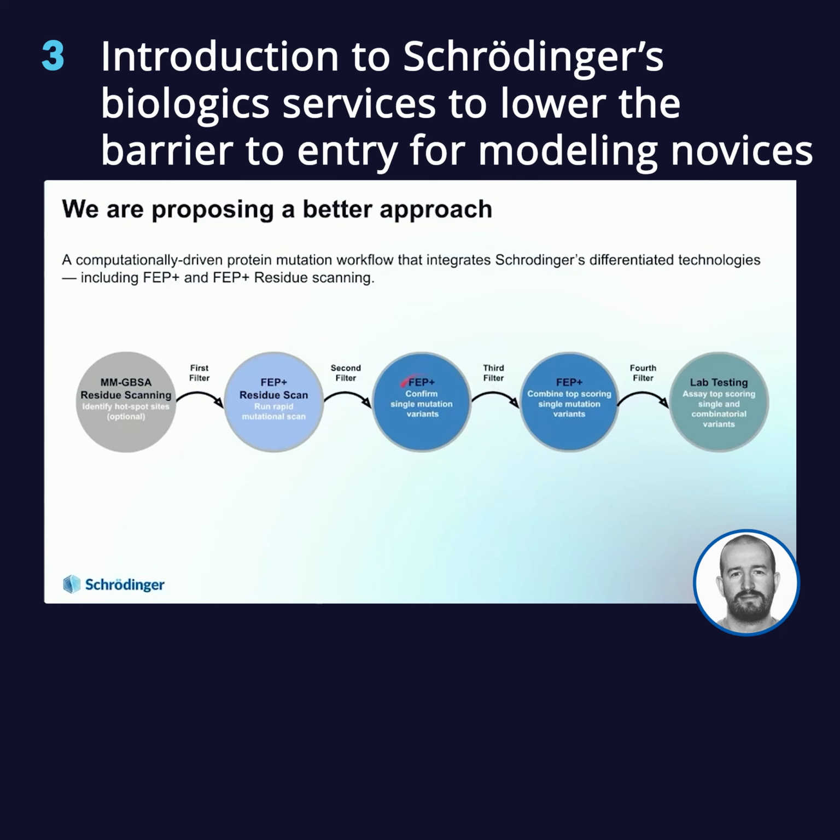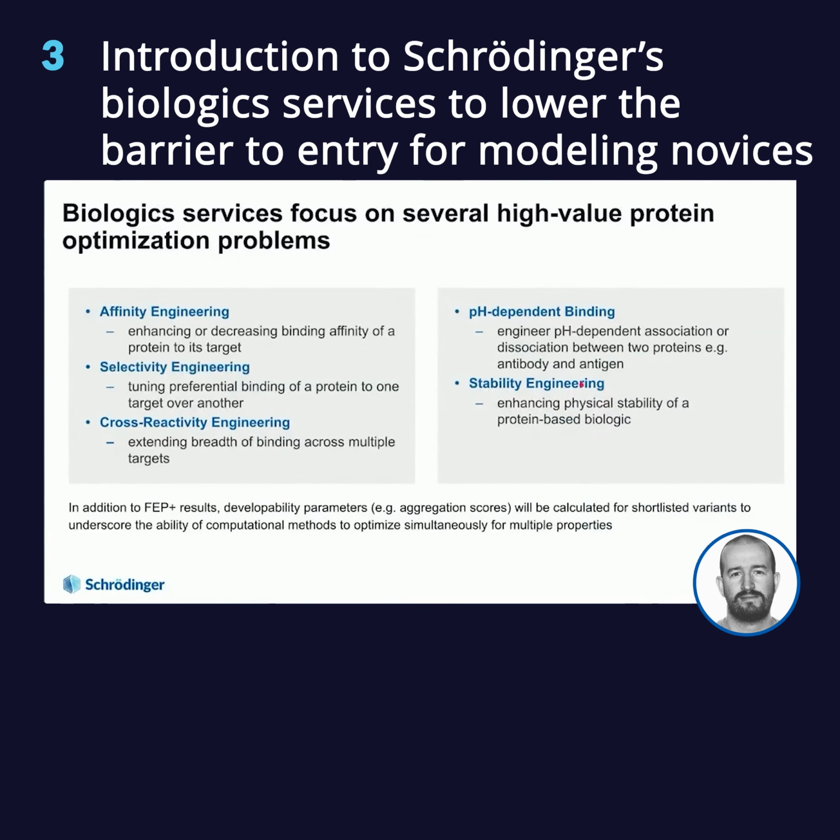Once we get to the sharp end of the design funnel, so to speak, we can also combine those top scoring mutations and bring that forward towards lab testing. And of course, just to reiterate, this type of workflow can be applied to affinity engineering, selectivity engineering, cross-reactivity, pH-dependent binding, and stability engineering as well. In addition, as due diligence, because I did say this is a multi-parameter approach, we can also apply developability parameters, checking aggregation and post-translational modifications, so that we can shortlist the variants to the most effective, those which are going to be efficacious, safe, and developable as well.